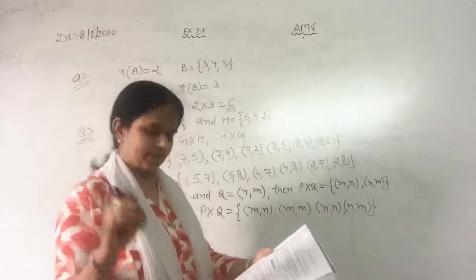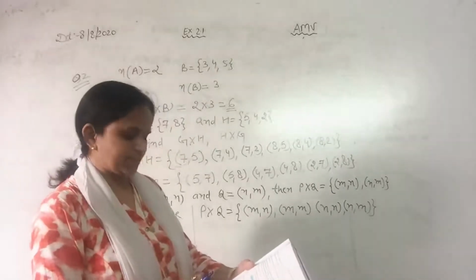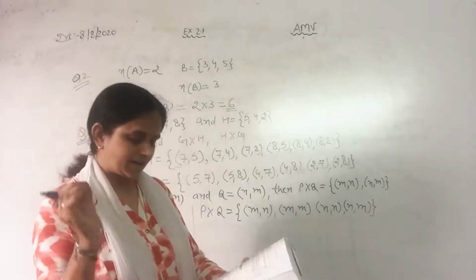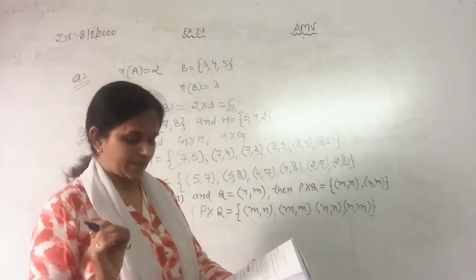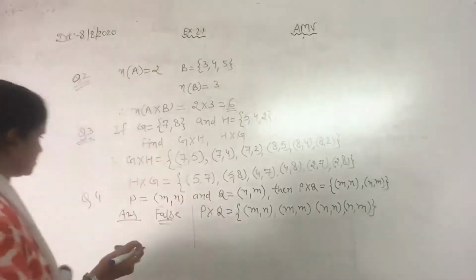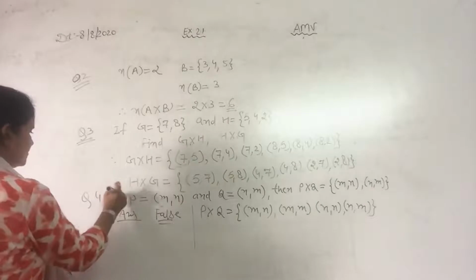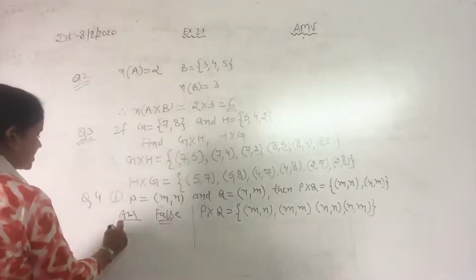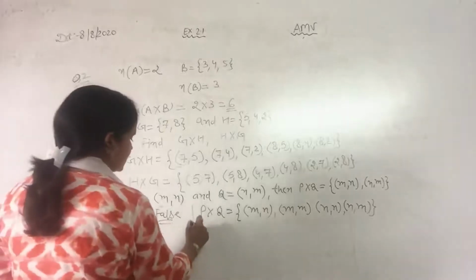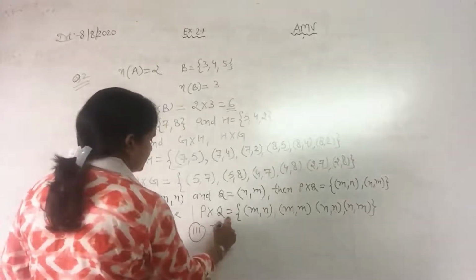Next, the third one. If A is given {1, 2}, B is given {3, 4}, then Cartesian product of A and (B intersection phi) is phi. Yes, it's also true. It was the first. Okay, the second answer is true. And for the third, it is also true.